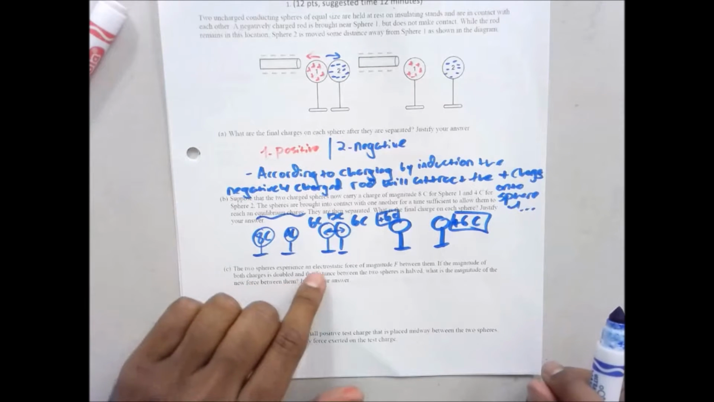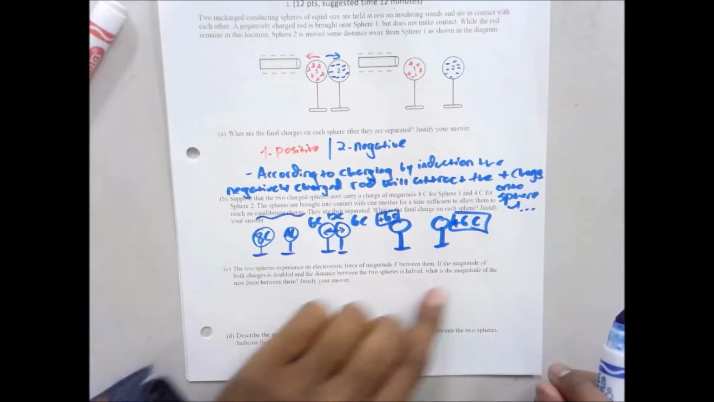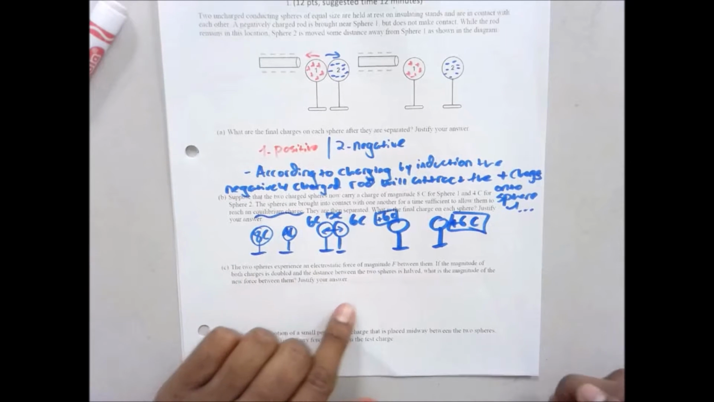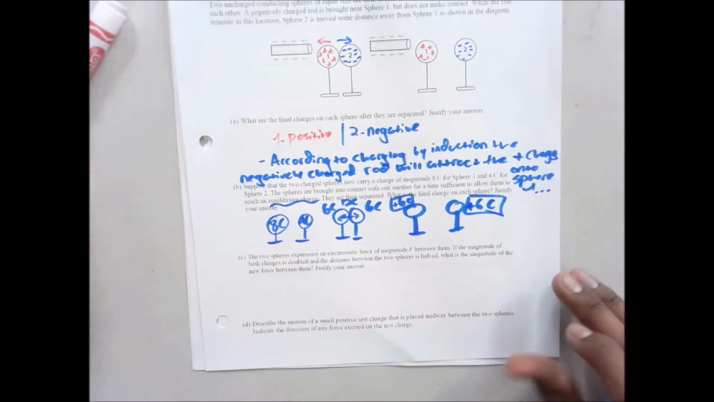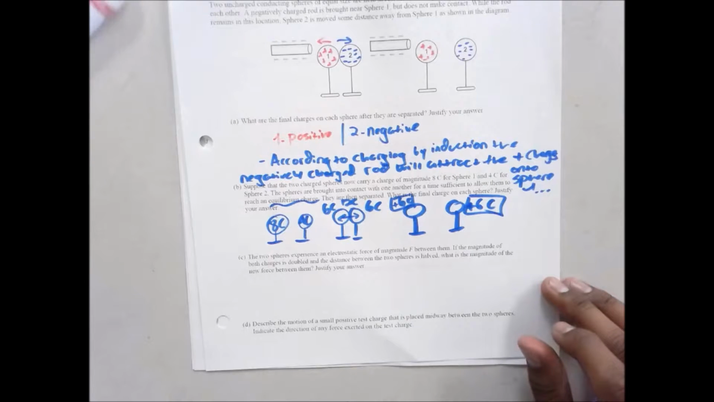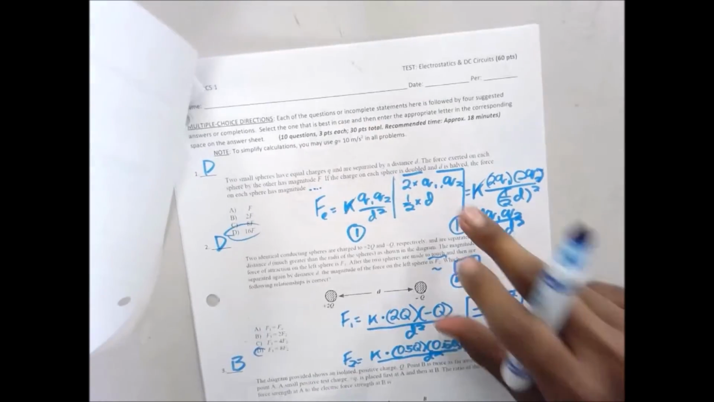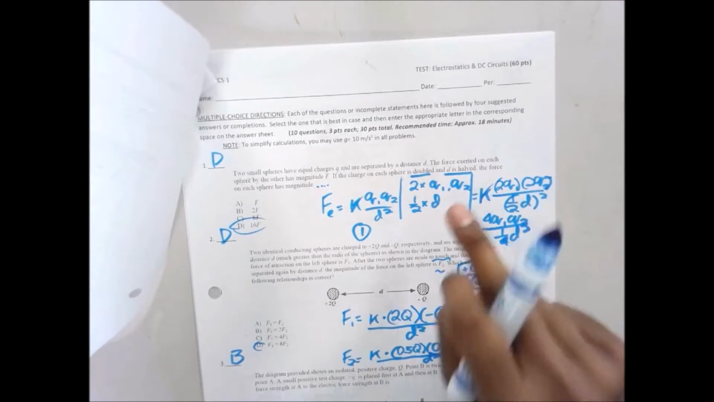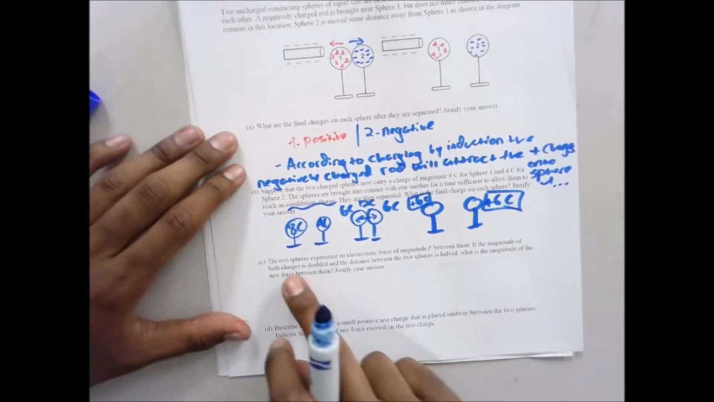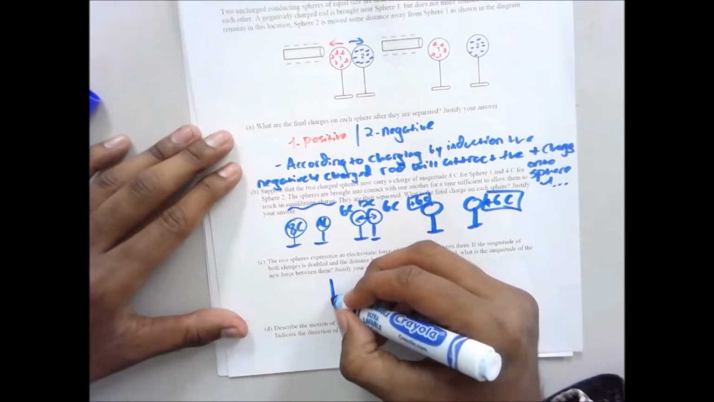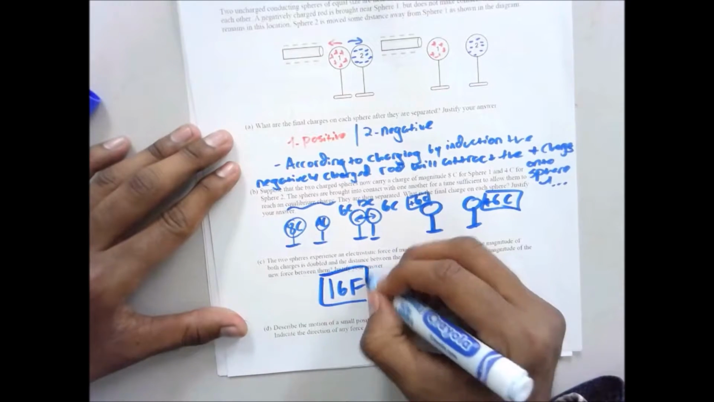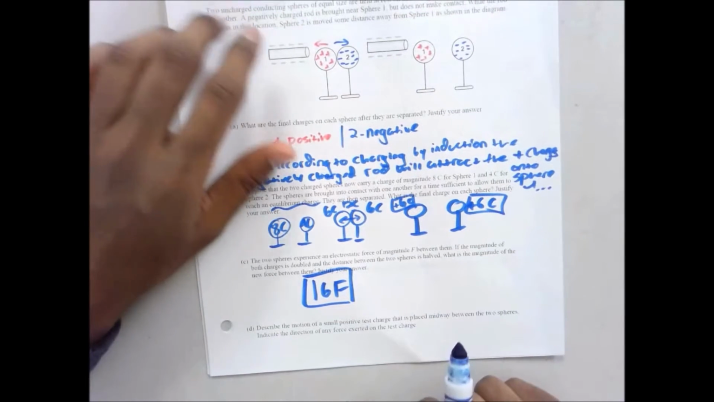Two spheres experience an electrostatic force of magnitude F between them. If the magnitude of both charges is doubled and the distance between the two spheres is halved, what is the magnitude of the new force between them? We already did this problem! Wow, I'm realizing this now. This is the same problem as this one over here. The charge on each sphere is doubled, d is halved. Charge is doubled, d is halved. Has to be 16F according to the same principles as we used for that first problem.